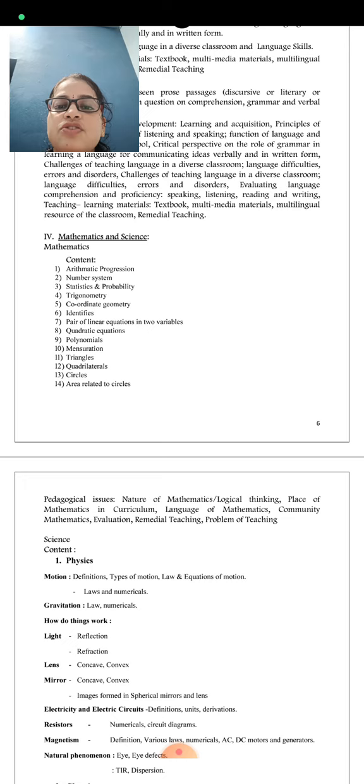Next topic is mensuration. Actually, in the mensuration, we are dealing with plane figures and solid figures.